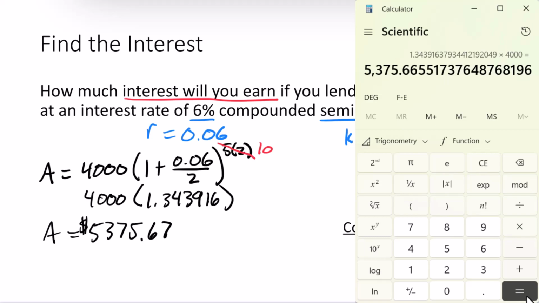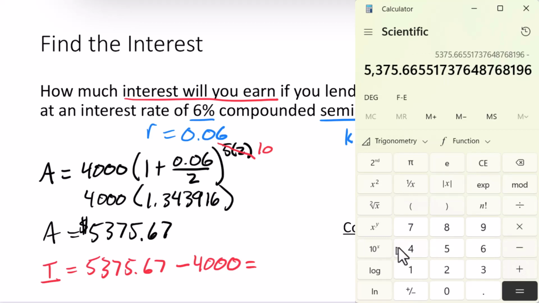Now that's not the question that was asked because it asked how much interest will I earn. So to find my interest, I'm going to take the amount that I end up with at the end and subtract the initial amount that I let them borrow, because this will tell me how much interest I earned. And when I do that and I subtract 4,000, that ends up giving me $1,375.67. And so that is the amount of interest that I earned.